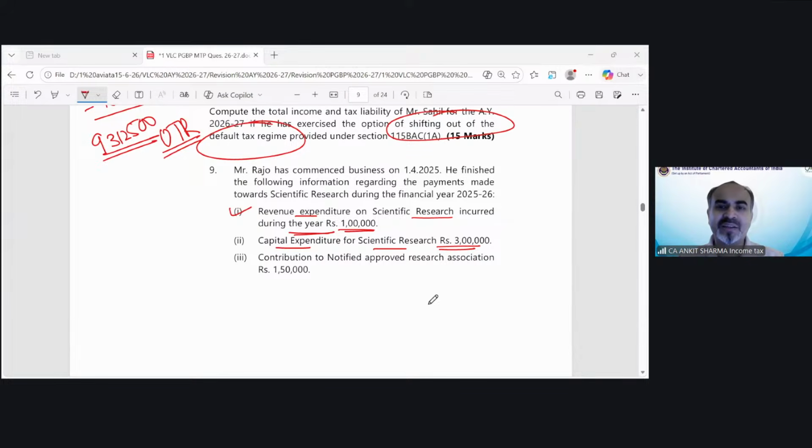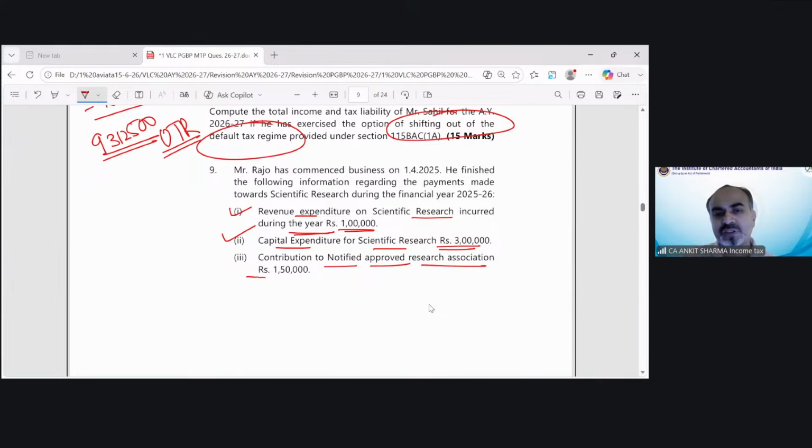3 years have not ended. These are current year revenue and capital expenditure. It is not pre-commencement revenue expenditure. If in the current year you are also running your scientific research, that information has been given. There is no concept of 3 years in this case. Normal question, why are you making it complicated? Allowed. Next, contribution to a notified approved research association, rupees 1,50,000.